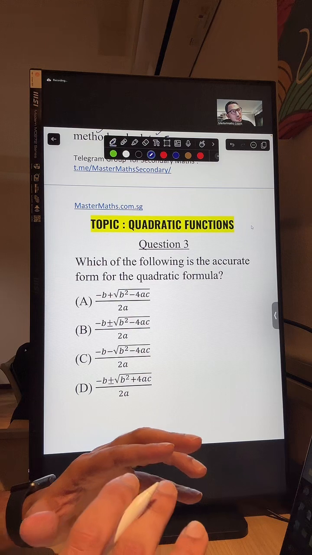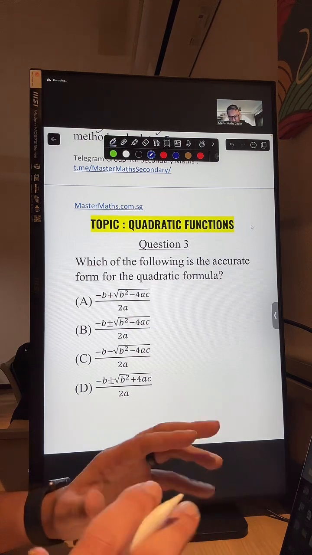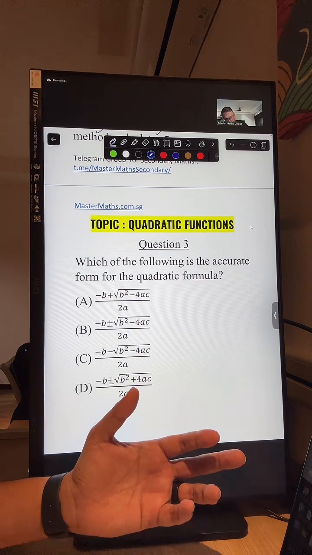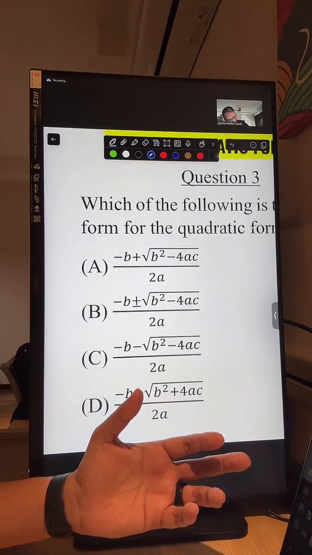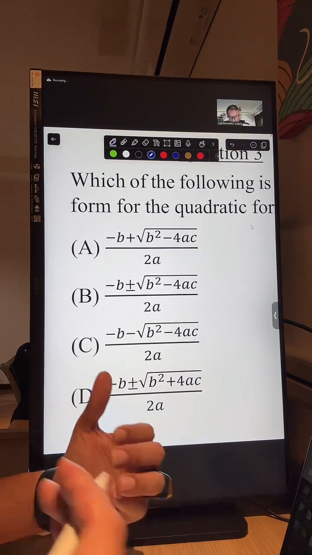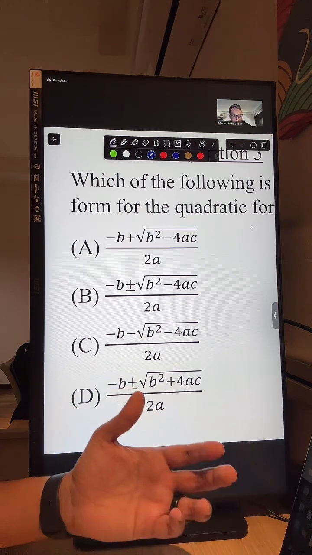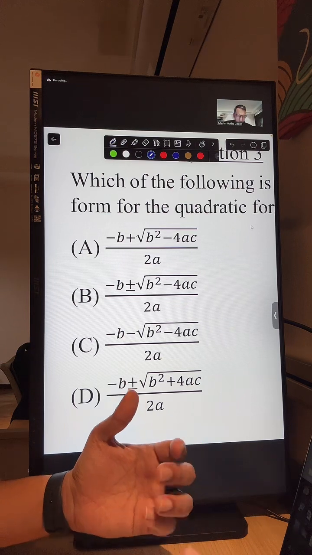Okay, B. Any more answers? Anybody else besides B? No, so the answer is again B. What is the correct, accurate form for the quadratic formula? Okay, let's memorize this together. Minus B plus minus square root B square minus 4AC over 2A.